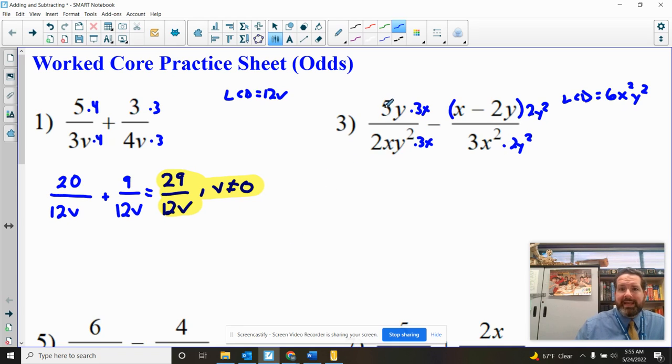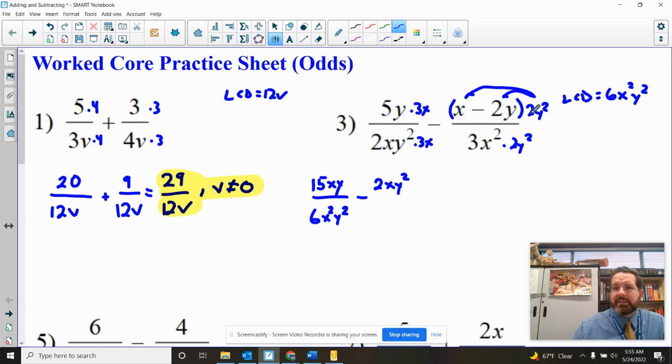Okay, so what I have is 15xy over 6x squared y squared minus, now I'm going to distribute this here. So 2y squared times x is 2xy squared minus 4y to the third all over that same common denominator of 6x squared y squared. All right, I'm going to change my subtraction to addition of the opposites.